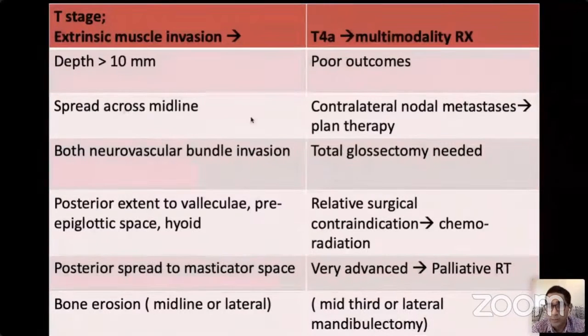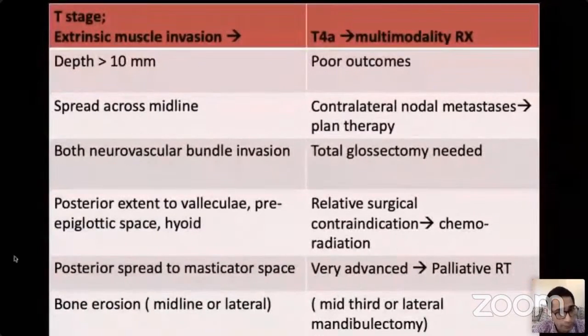Spread across the midline, if it is present, it means there is contralateral nodal metastasis, and plan the contralateral neck dissection as well. If there is neurovascular bundle invasion, that means the patient would likely need a total glossectomy. If there is posterior extension or pre-epiglottic space involvement or hyoid bone involvement, then it is a relative contraindication to surgical management. You give a trial of chemoradiotherapy and see if the tumor is reducing.